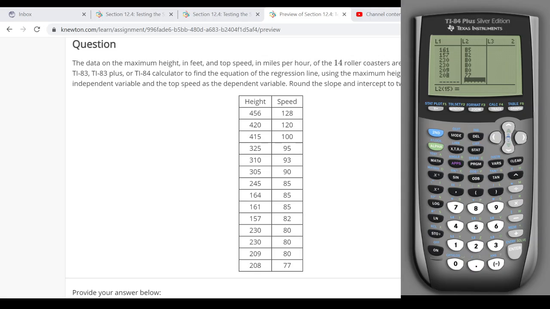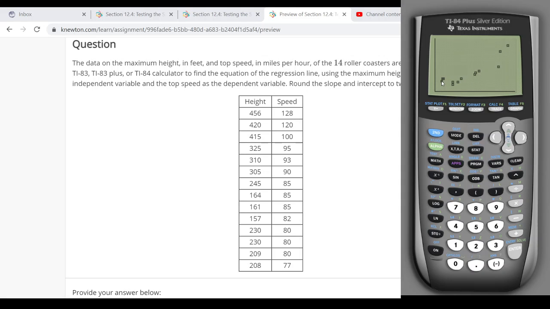Okay, so I'm back here and I've entered all 14 of these ordered pairs, corresponding to these 14 roller coasters' maximum heights and top speeds. Now before I actually get into the calculation of the best fit line, I'm going to take a look at a scatter plot for this data. So I go second, stat plot, plot 1, turn it on, make sure it's a scatter plot. The X list is L1, the Y list is L2. Just put whatever list you have those in. And I'll hit zoom, number 9 for zoom stat. And here are the 14 ordered pairs.